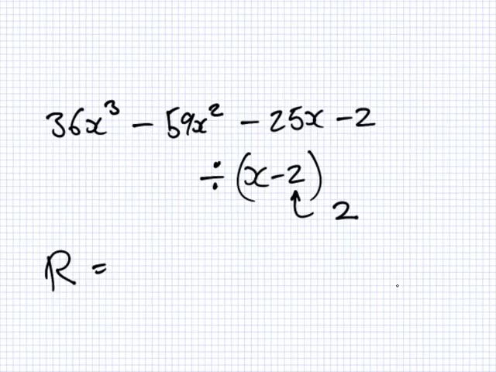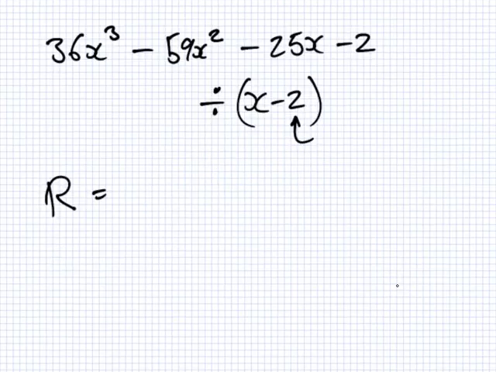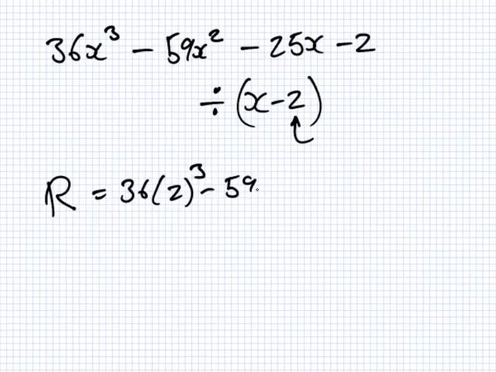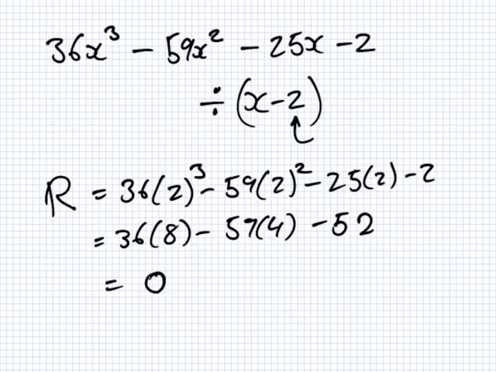Okay. Now, what was the answer for the remainder in that example? It was 0. So let's see if we get 0 using this formula. 36 times 2 cubed minus 59 times 2 squared minus 25 times 2 minus 2. That's 36 times 8 minus 59 times 4 minus 52, which adds up to 0. I'm just going to pretend I did that in my head. Yeah, so 0. You can confirm. Great, great. So the remainder theorem is a much quicker way to find the remainder.